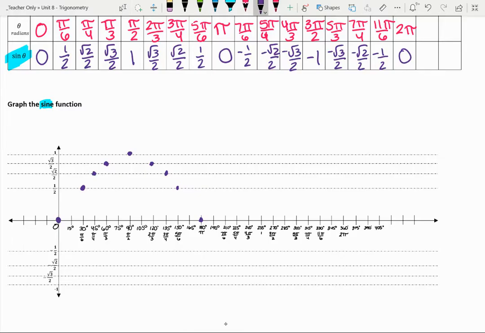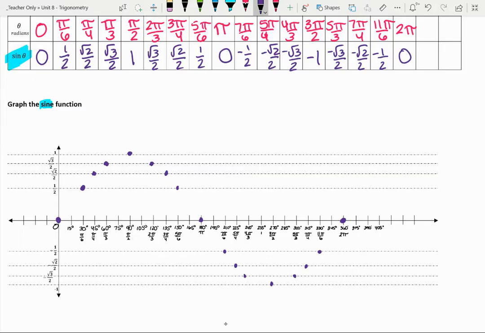Let's see, 7 pi 6, we have negative 1/2. So you might be noticing something just a little bit interesting here, that not only were those values repeating in the table, but now once they're repeating in the graph, they're starting to make this interesting little shape here. So to finish this up, right back at a y value of 0, 2 pi, 0.